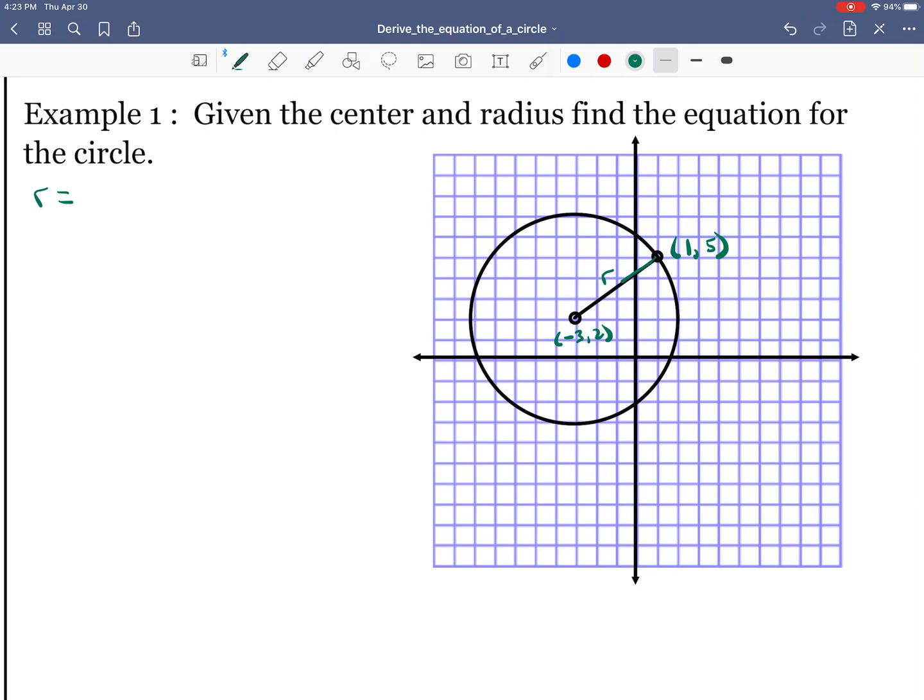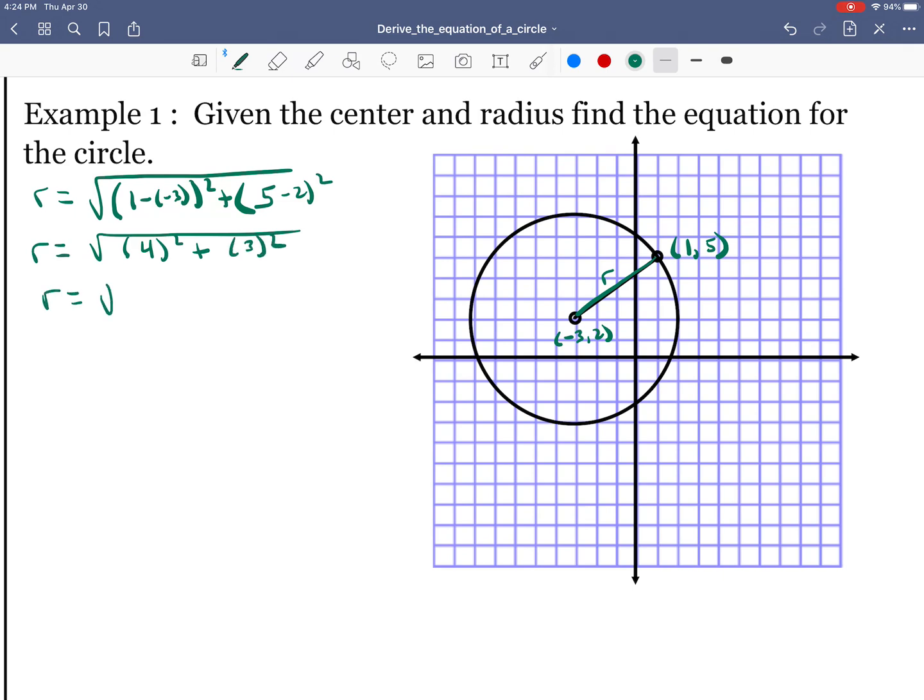So my radius, I know, is going to be, now you could use again distance formula or Pythagorean theorem. I'm going to use distance formula, which is the square root of my change in x's, which is 1 minus -3, and my change in y's, 5 minus 2. So 1 plus 3 is 4, and 5 minus 2 is 3. Square root of 16 plus 9, square root of 25. My radius is 5.